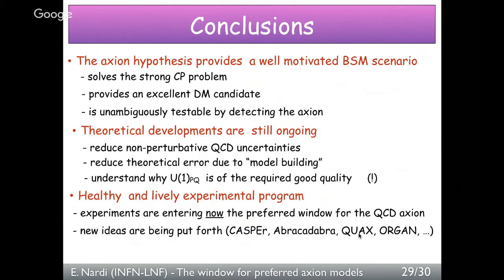QUAX is measuring the axion coupling to electrons. So again, we have an experiment that is sensitive to axion couplings, even if the axion is decoupled from the photon. Until today, all the experiments are only sensitive to the axion-photon coupling. It's very welcome that we have proposals that tend to go beyond this. So I conclude here.